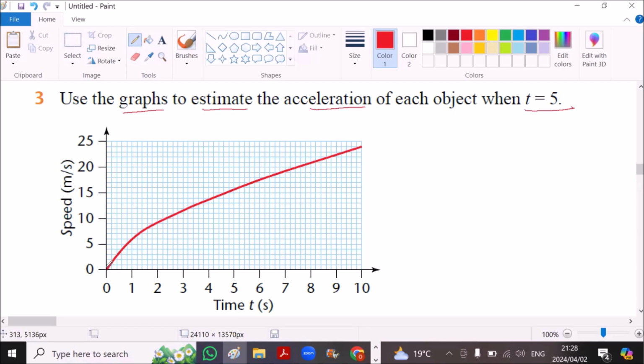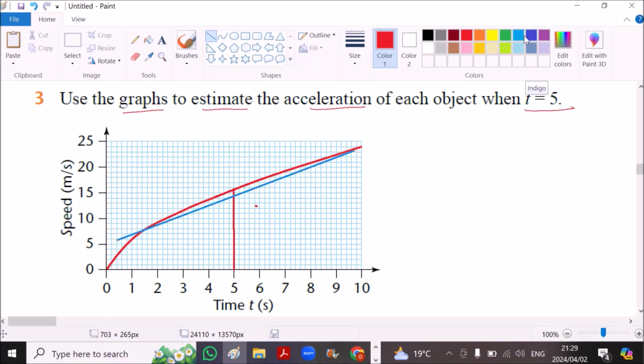Now, on a curve like this, what we need to do is to draw a tangent at the point given. So t is equal to 5. We take a straight line from t, this is time, and then at 5, you bring it up like that. On this point, you construct a tangent. What is a tangent? A tangent is a line that just touches the graph at the point that we want, but does not go inside the curve.